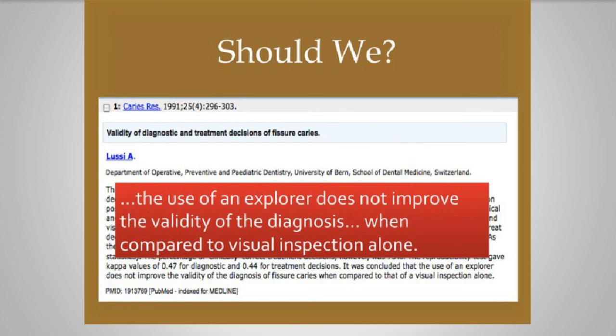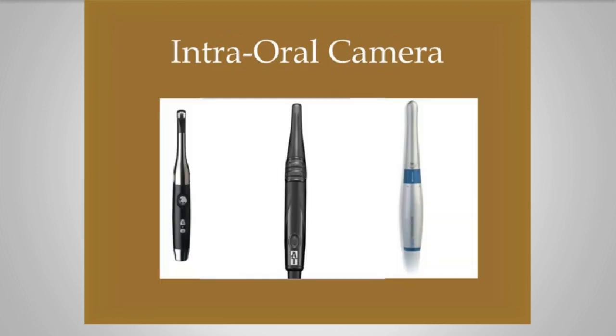Back when G.V. Black started this whole idea, well, you know what? His choices weren't the same. They didn't have sealants. They didn't have bonding. They couldn't remineralize teeth. Think about that before you pick up that Sharp Explorer the next time, because really it's more about viewing than it is about whether something sticks or not.